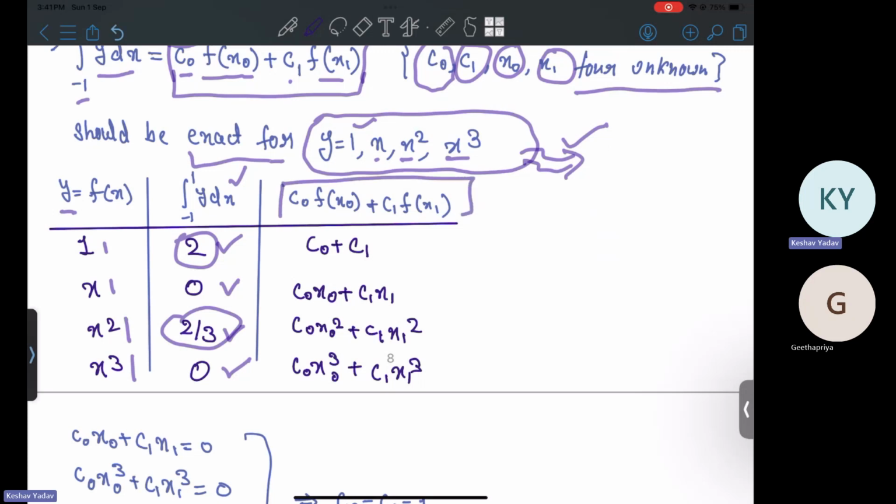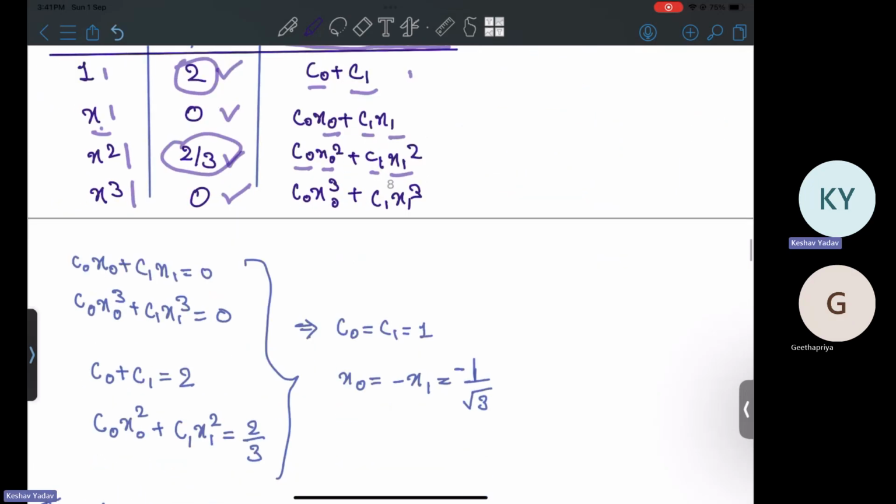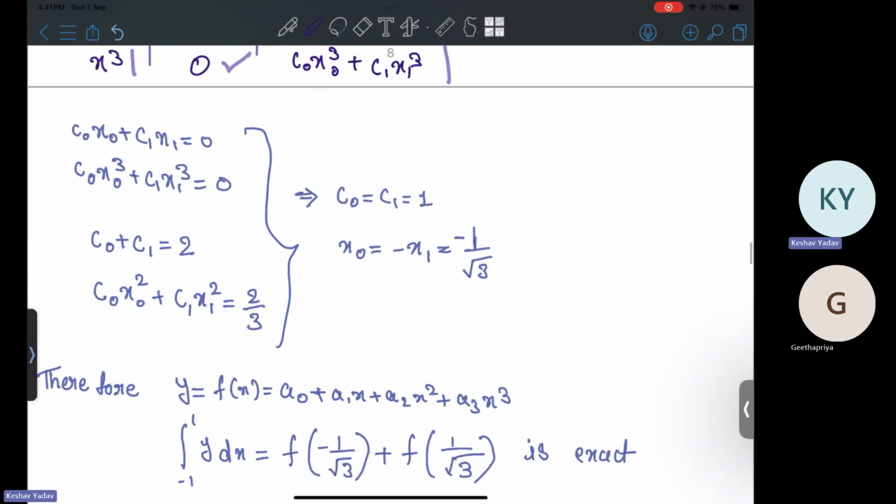Now, if we use the RHS, what we used to find by trapezoidal, and put y as 1, it becomes c0 plus c1. If I use x, it is c0 x0 plus c1 x1. If x square is used, c0 x0 square plus c1 x1 square. So these are the 4 equations that we have found, and we have 4 unknowns. The equation c0 x0 plus c1 x1 will be equal to 0. Similarly here, c0 x0 cube plus c1 x1 cube will be equal to 0.